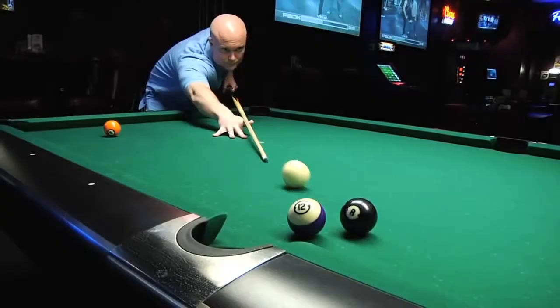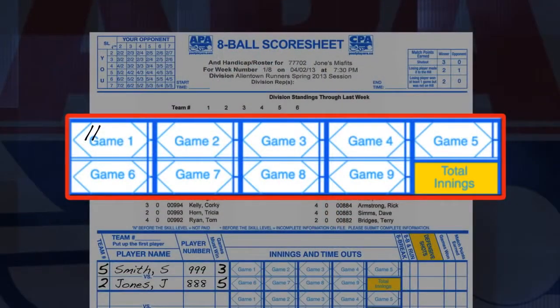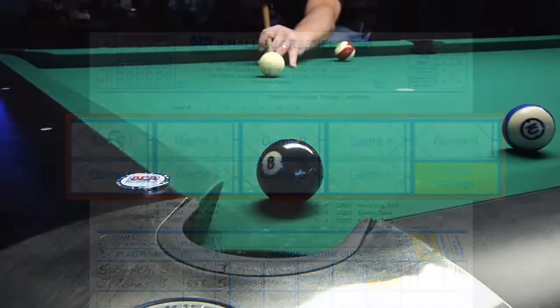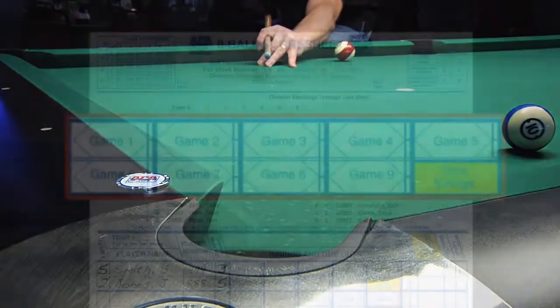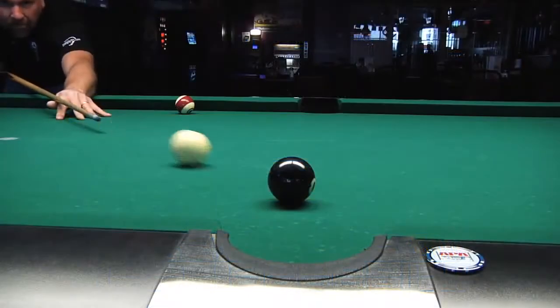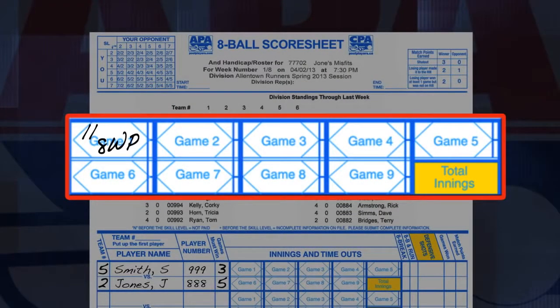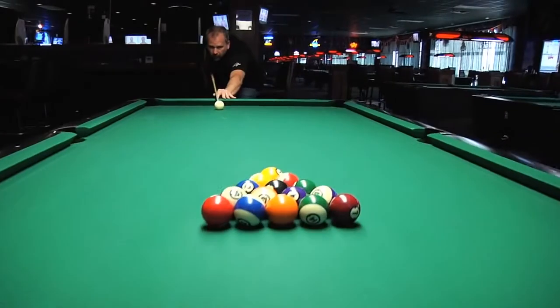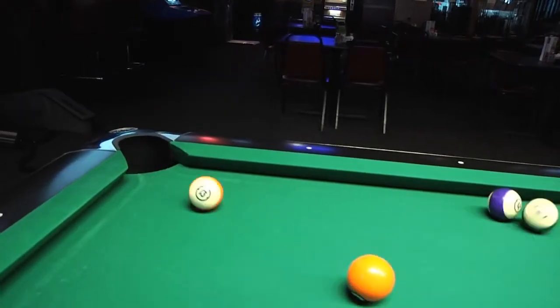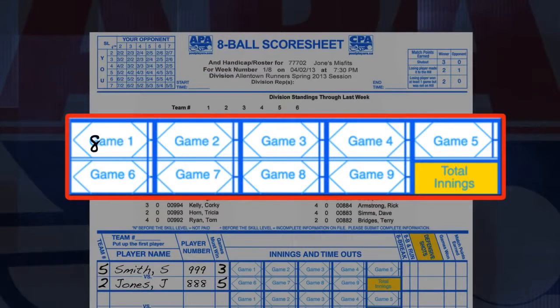If a player accidentally pockets the 8-ball, it's called an early 8. If this happens, write E8 in the game block. If a player sinks the cue ball while trying to pocket the 8-ball, commonly known as a scratch, you would write 8S. If a player pockets the 8-ball in the wrong pocket, you will write 8WP. If a player pockets the 8-ball when breaking the rack of balls at the beginning of a game, known as an 8 on the break, you would write 8OB.